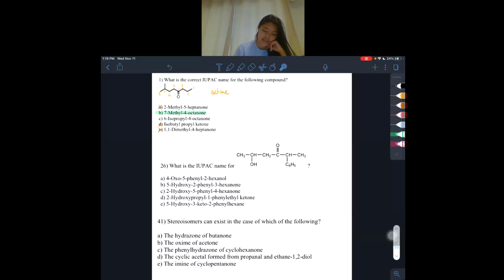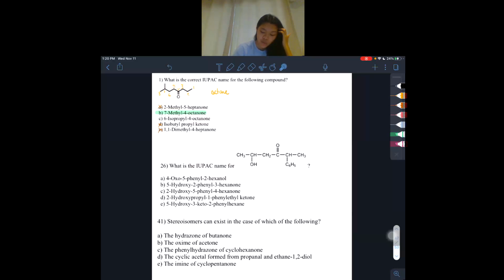All right, let's go on to the next one. What is the IUPAC name for this compound here? So this is where you kind of have to have that sheet that Dr. West posts on Canvas when it comes to naming and the priority groups. I mean, the functional group priority. That is what I meant to say.